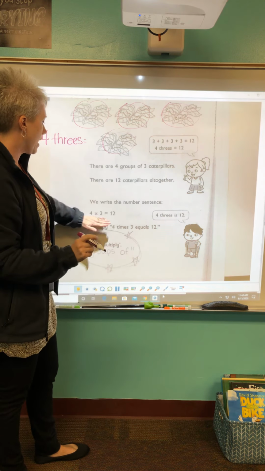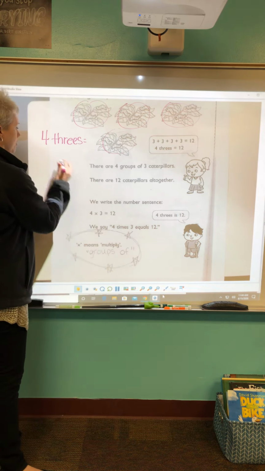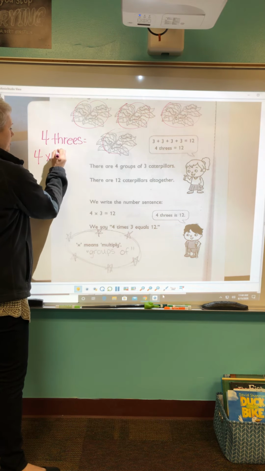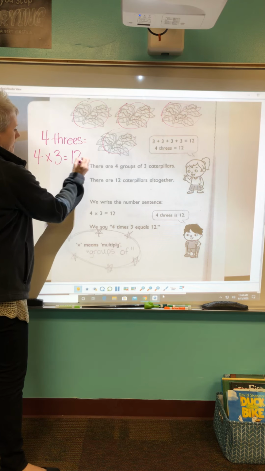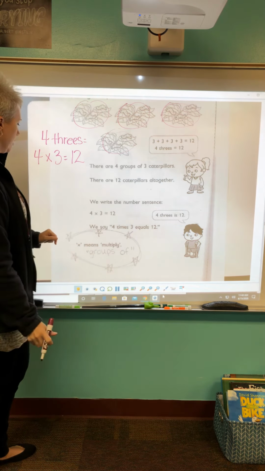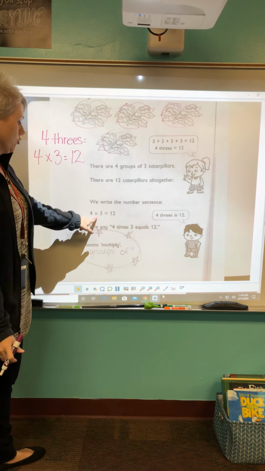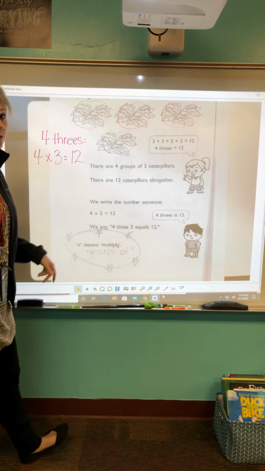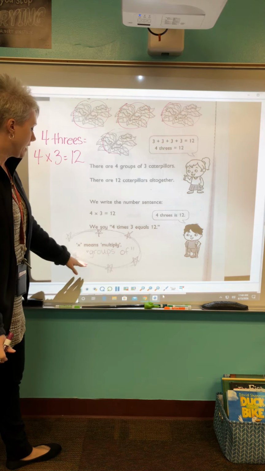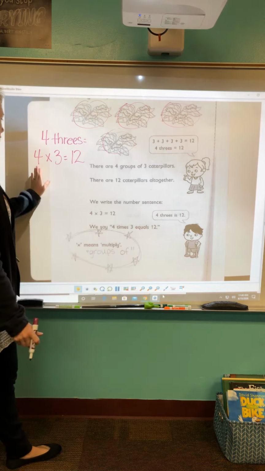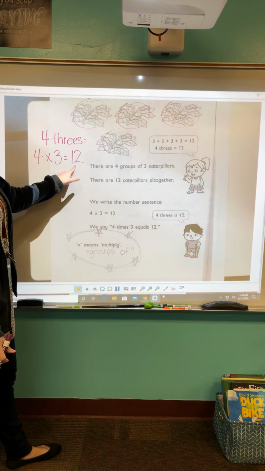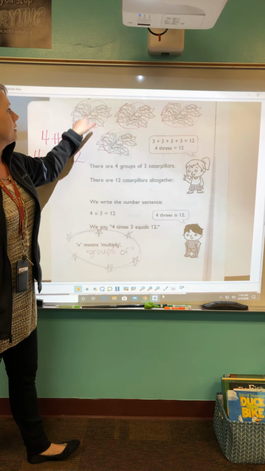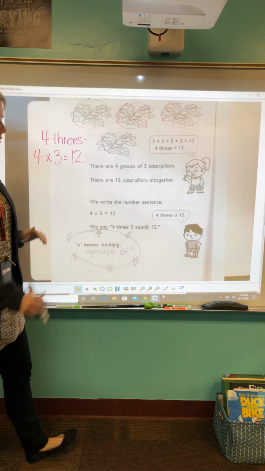And the other way to write that is 4 times 3. Remember I said this is the same thing as writing it 4 times 3 equals 12. That's small. I'm not sure if you can see it very clearly. 4 groups of 3 equals 12. So the X, the multiplication sign, which tells you to multiply, just stands for groups of. So 4 groups of 3 equals 12. I have 4 groups of 3, and altogether I have 12.